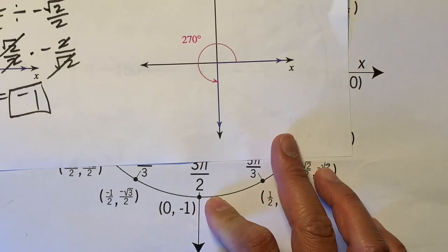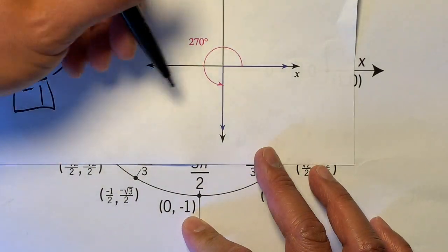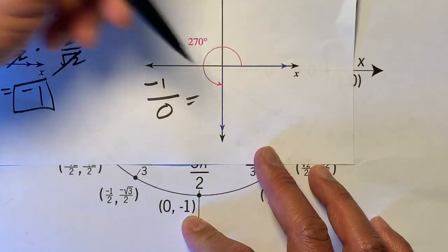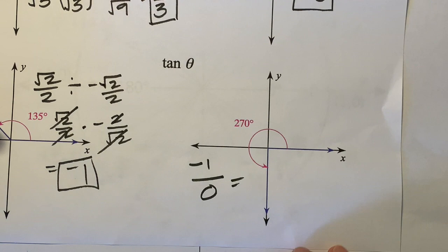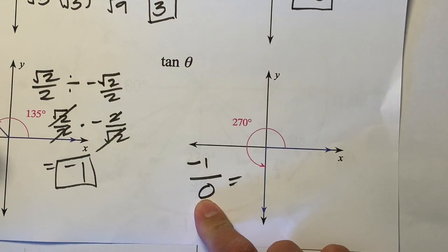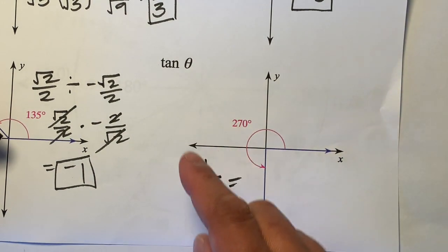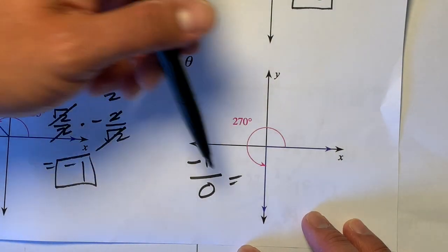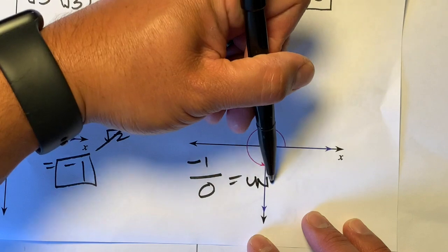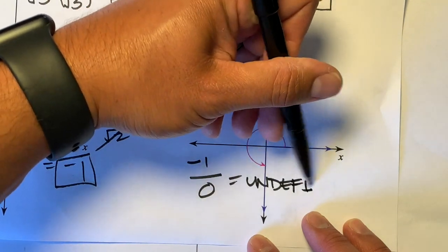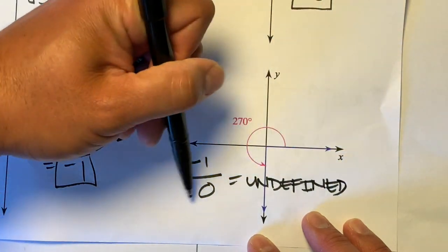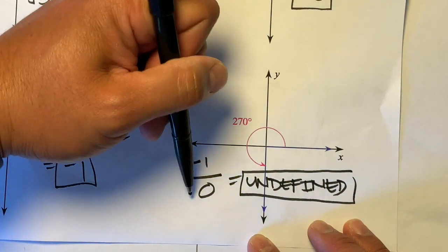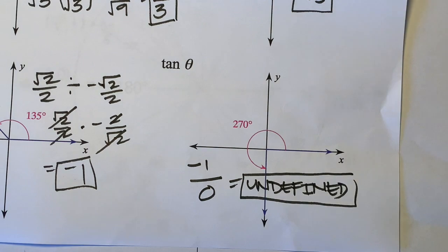This is a good one because the y value is negative 1 over the x value, which is 0. And can you have a 0 in the denominator? Can you have something over nothing? No, you can't. So your final answer would be undefined, because you can't have a 0 in the denominator. You could have a 0 in the numerator, but not in the denominator. So your final answer is undefined.